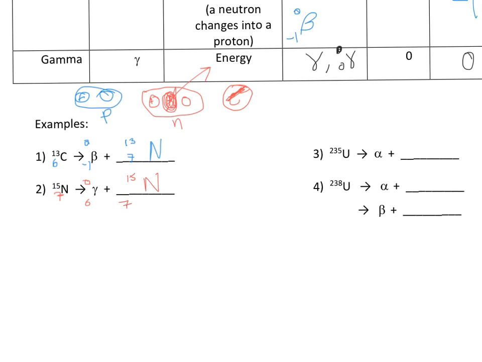So we have uranium-235 emitting an alpha particle. Uranium has an atomic number of 92, so I'm going to write that down. Alpha has a mass number of 4 and an atomic number of 2. So like we've done before, you'd say, what plus 2 is equal to 92? And the answer is 90.